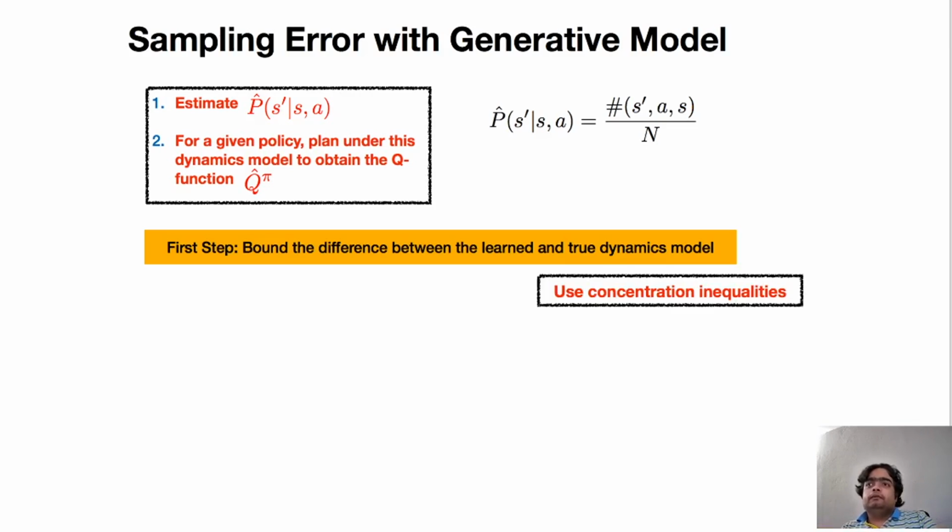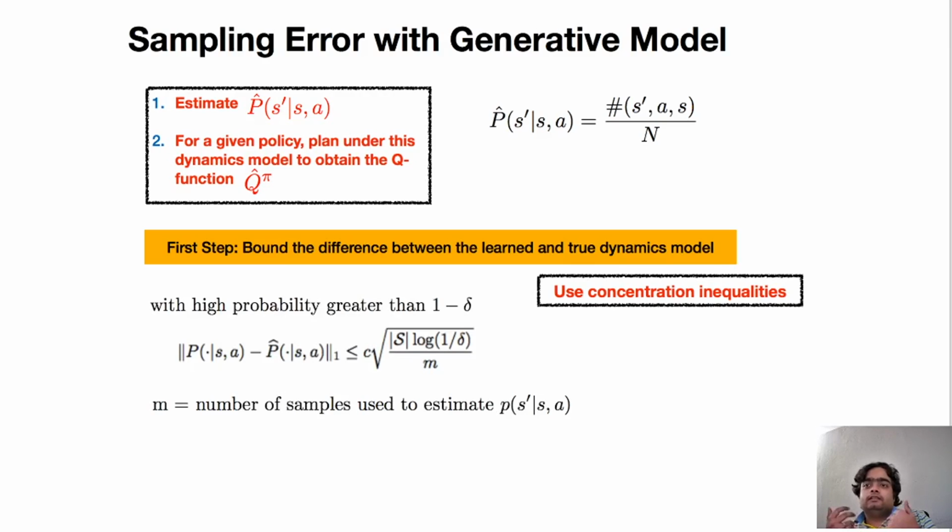What is the way to do it? We'll use concentration inequalities that we saw in preliminaries. The reason why we'd use them is because here really what we're doing is sampling S primes for a given S, A, and we're observing n samples and using that to estimate the empirical model. So there's sampling involved, and so concentration inequalities are the way to go.